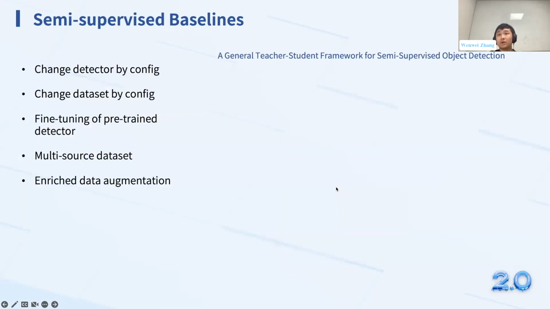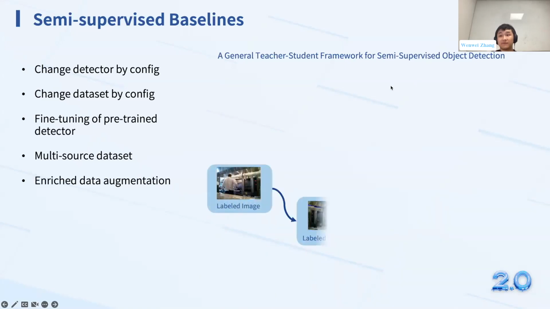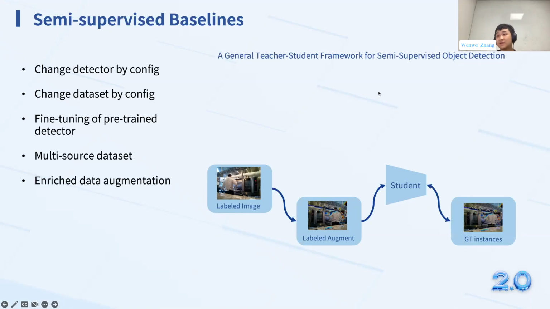So what's the general semi-supervised baseline in MMDetection? Basically, we implement a general teacher-student framework for semi-supervised object detection. Firstly, we train the student model on the labeled data. We have the labeled images with the labeled annotations, and they are sent to the student. The ground truth instances are taken as the supervision signal to calculate the loss for the student. The student is updated, and it is then used to update the teacher through EMA.